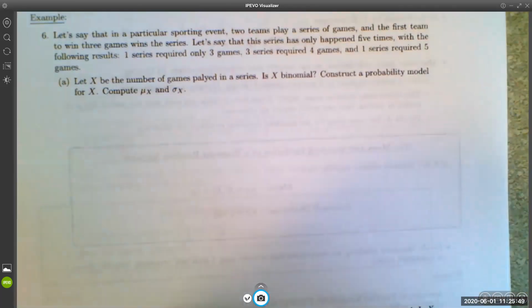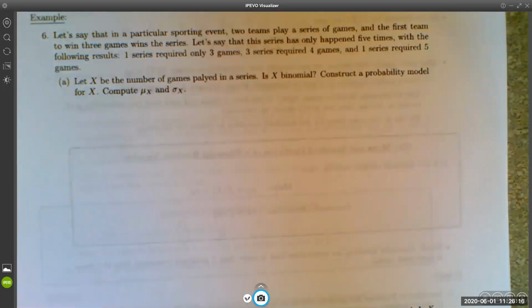So here's an example. Let's say that in a particular sporting event, 2 teams play a series of games, and the first team to win 3 games wins the series. This is actually a pretty common scenario, except it's usually 4 games. Like if you're looking at the World Series in baseball, or in the NBA, these are all first to win 4. First team to win 4 games wins the series. But in my case, I wanted to simplify things a little bit. So I'm just going to say the first team to win 3 games wins the series.